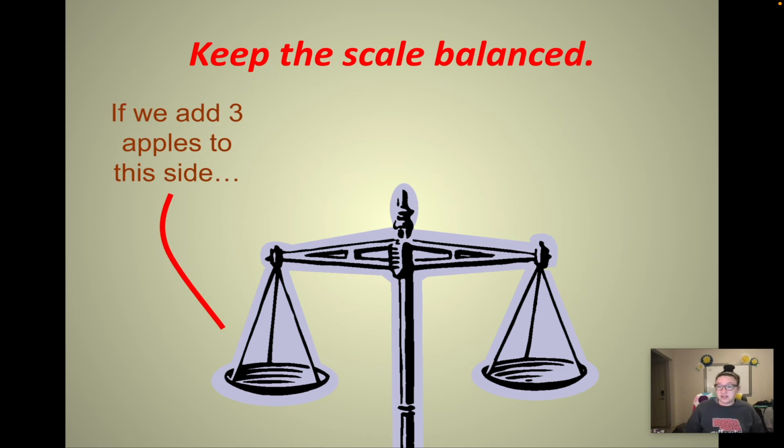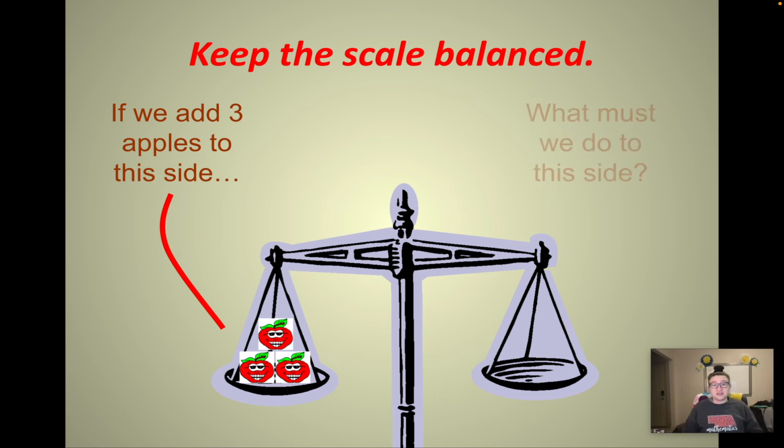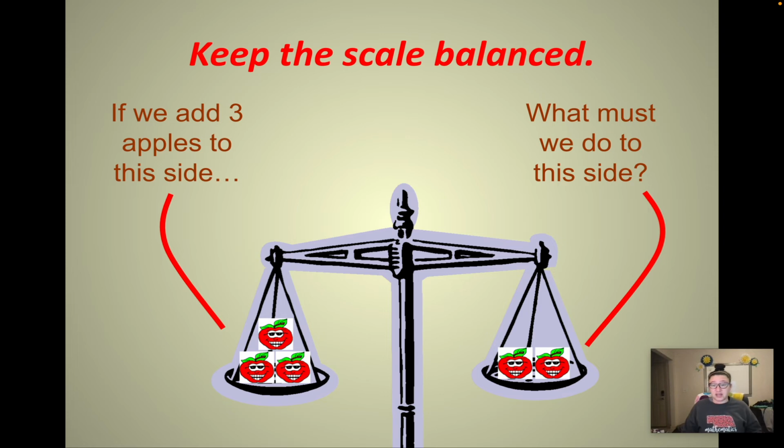So for example, I've got this scale. If I add 3 apples on that side, right now it's unbalanced. Ooh, it's tipping to the left. So because I add 3 on the left, I also have to do the same on the other side. I also have to add 3 apples on that side. Now it's good. Now it's happy. Now it's balanced.